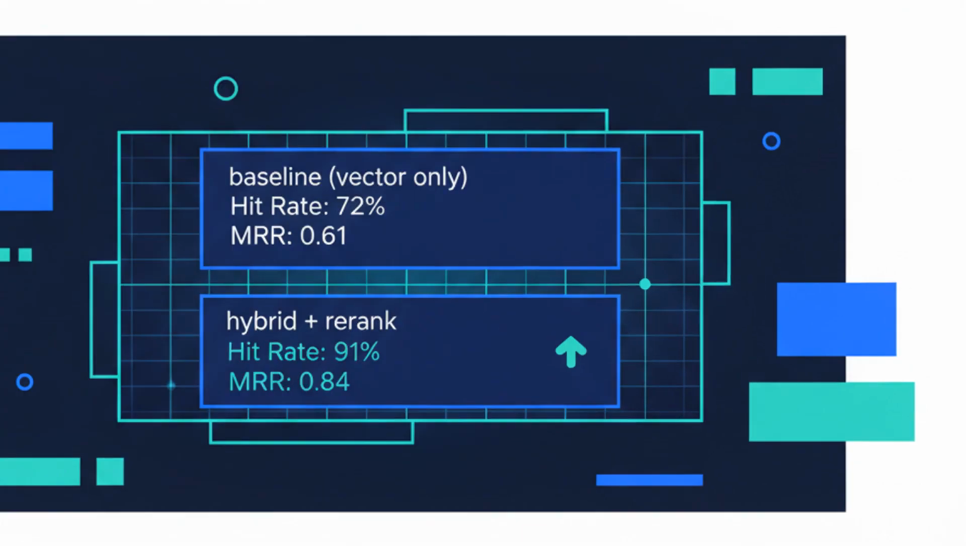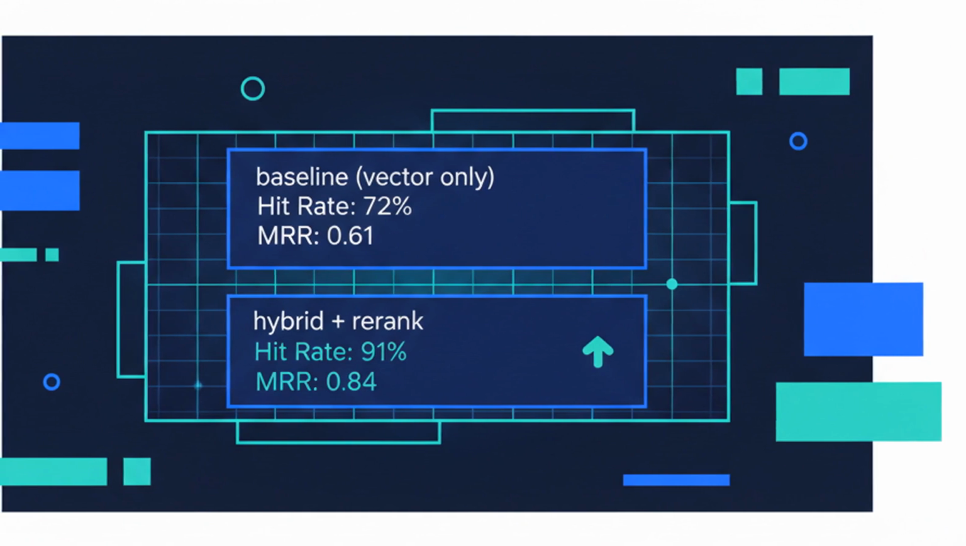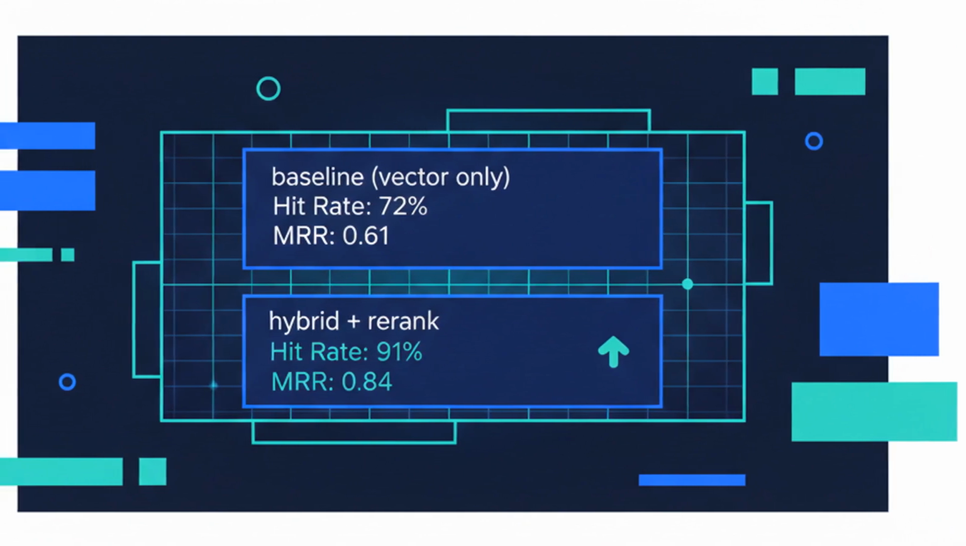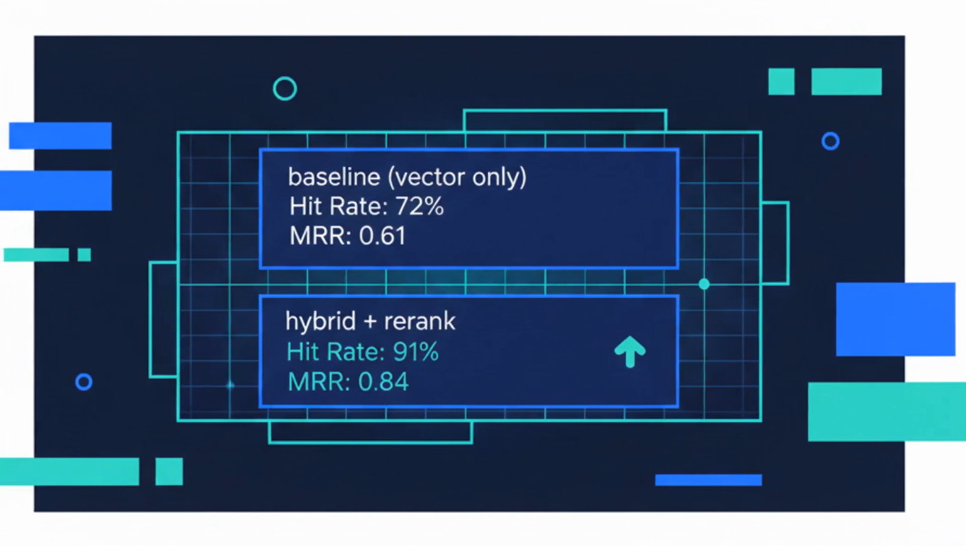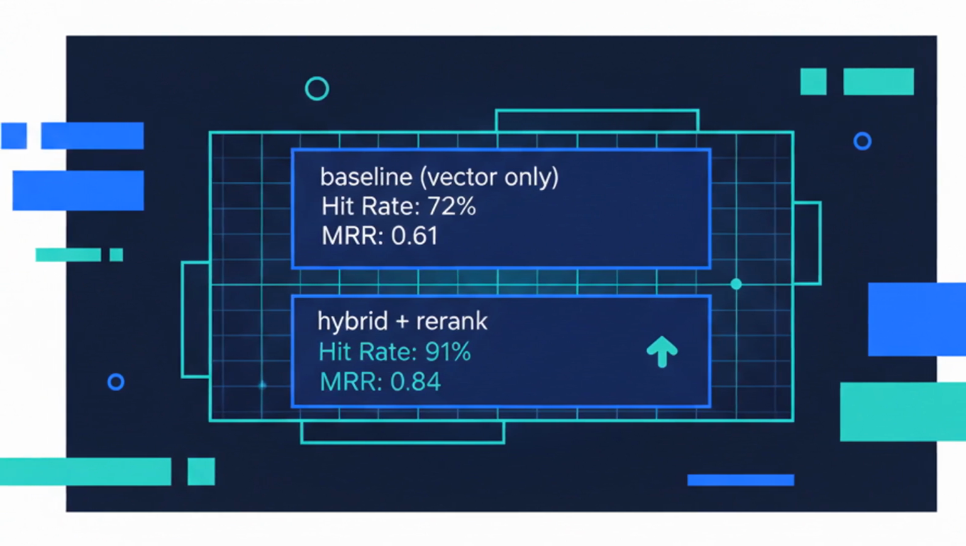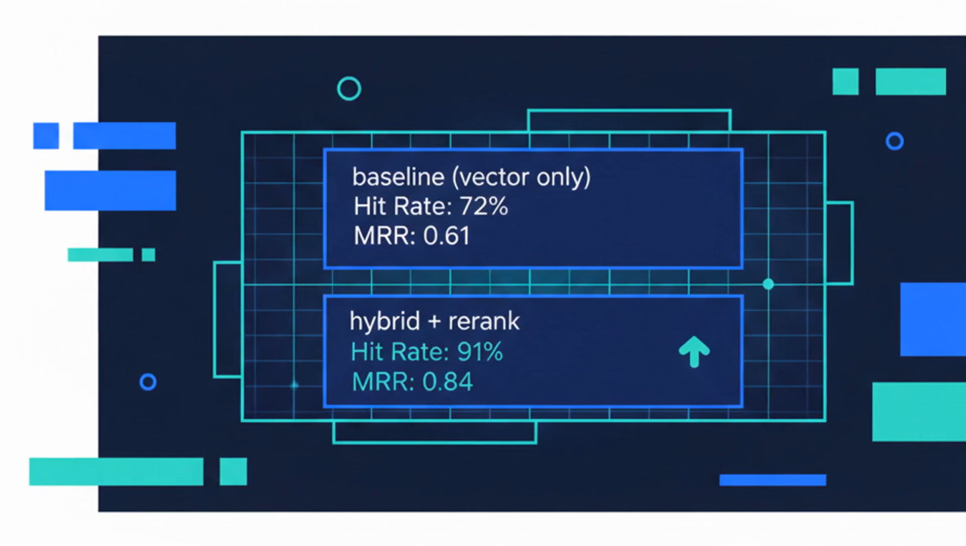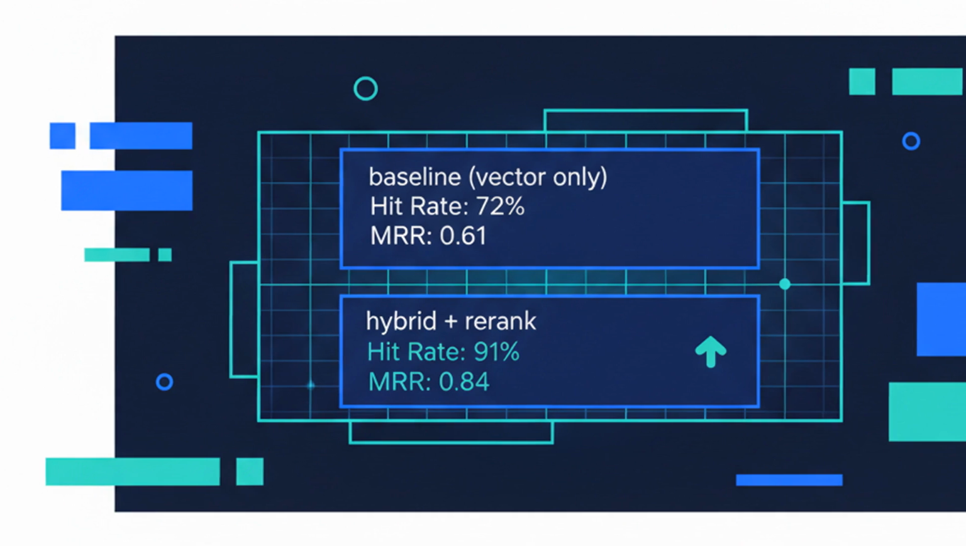Here are results from two configurations side by side. The first uses pure vector search. The second adds hybrid retrieval and re-ranking. Look at the jump. Hit rate climbs from 72% to 91%, and MRR improves sharply. This is concrete proof that the extra stages earn their cost. Numbers like these are how you justify architecture decisions to your team instead of relying on gut feeling.